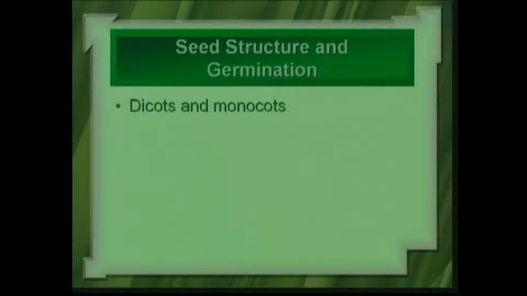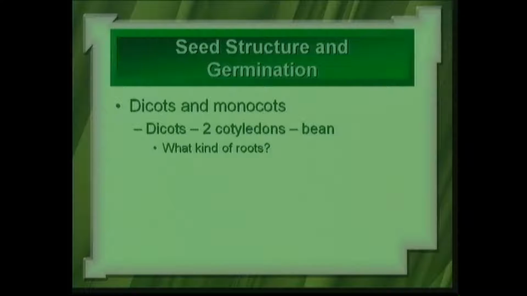But first of all, let's do a little bit about dicots and monocots. This is going to be a little bit of a reprise, repeating what we had before. So remember that dicots have two cotyledons, and a good example of a dicot is a bean. Do you recall what kind of root system dicots have? Just think about it for a minute.